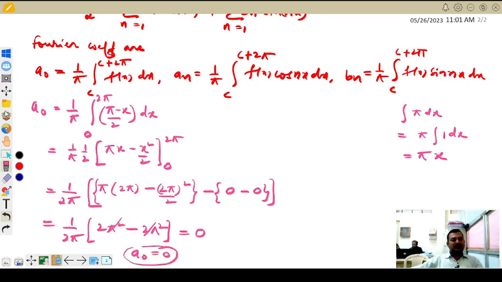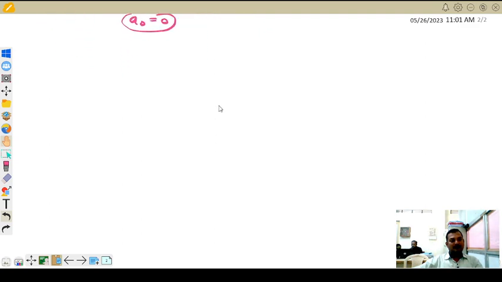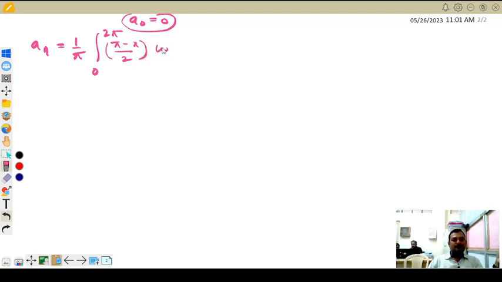So now let us find out a n, students. What is a n? A n I have already written. A n is equal to 1 by pi, integral runs from 0 to 2 pi, f of x value is (pi minus x) divided by 2 into cos nx dx. So to integrate the product of two functions, we are using Bernoulli's rule.